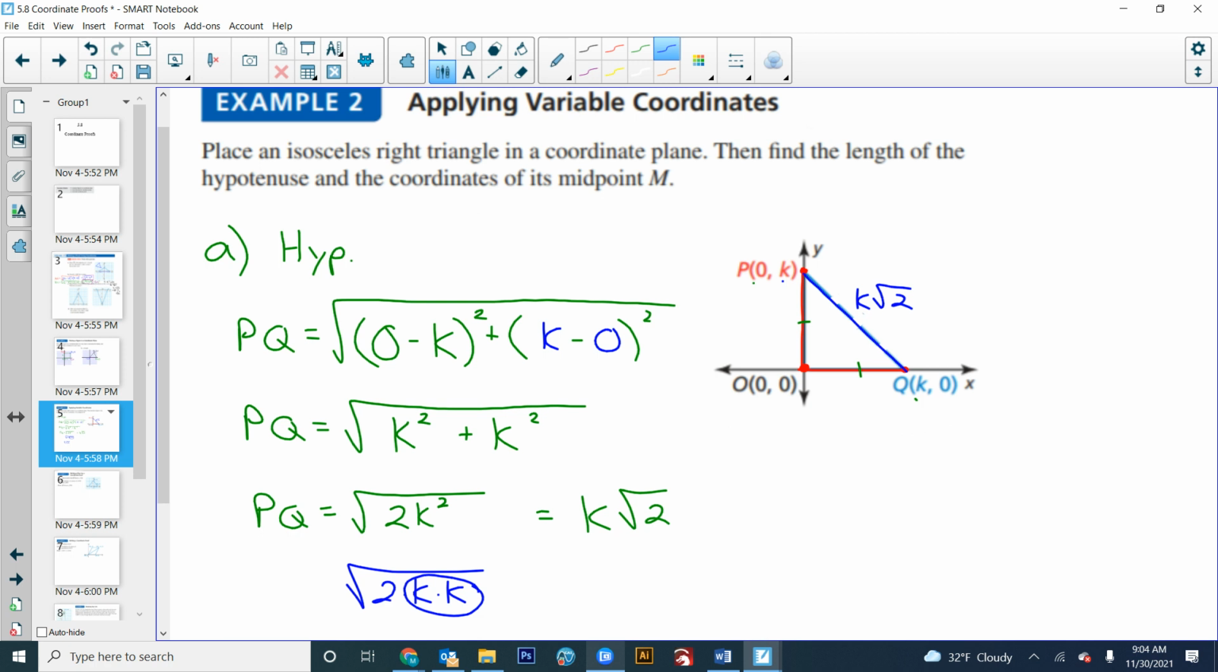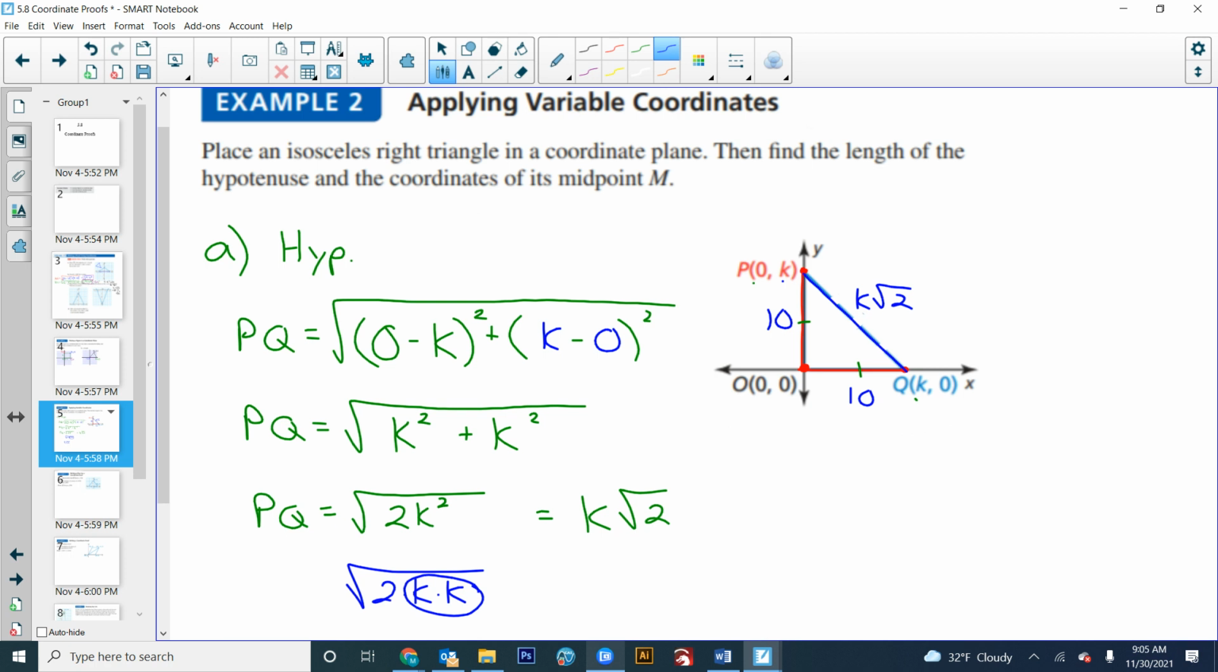Really quick question for you. What if this point's over here at 10? 10 comma 0 and 0 comma 10. What's the length of the hypotenuse? Let's pretend this is 10. What's the hypotenuse? 10 radical 2. K is 10. What if K is 12? Hypotenuse? 12 radical 2.